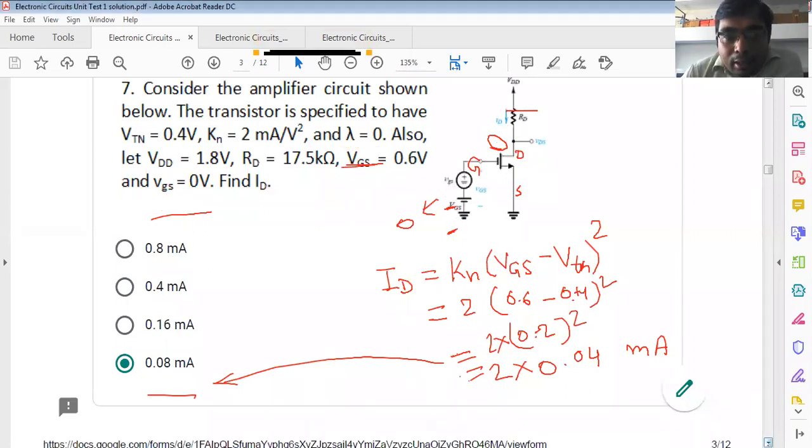Is everyone clear about this numerical? Does anyone have any doubt? You can ask me. Can I proceed?